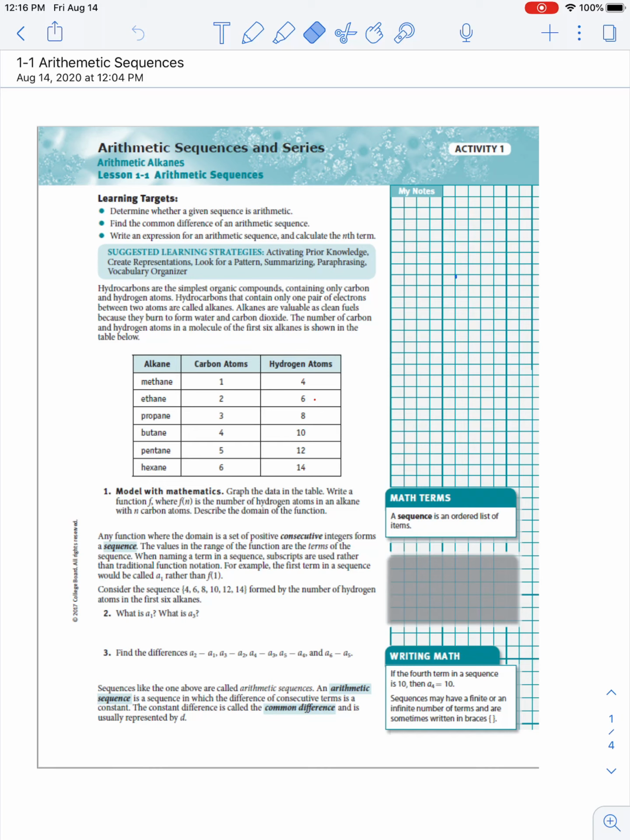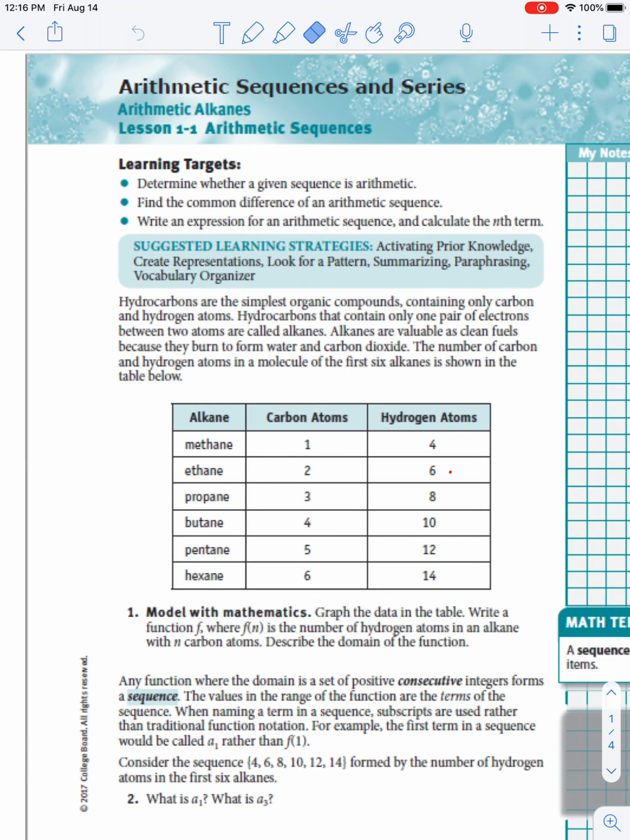So our textbook is divided into units, and the units are divided into activities. So we're in Unit 1, and our Activity 1, which is Arithmetic Sequences and Series. And our Lesson 1-1 is called Arithmetic Sequences. So today we're going to learn about arithmetic sequences. We're going to see our learning targets here. It'll tell us exactly what we're going to learn.